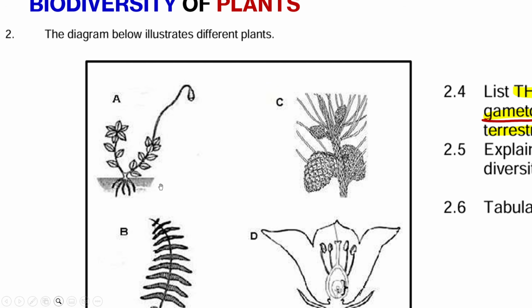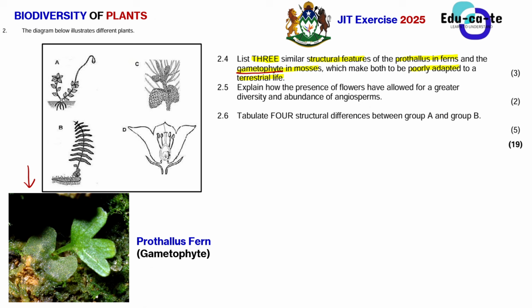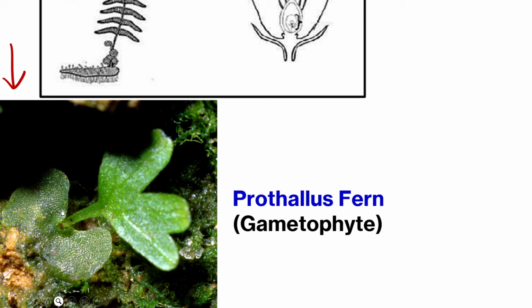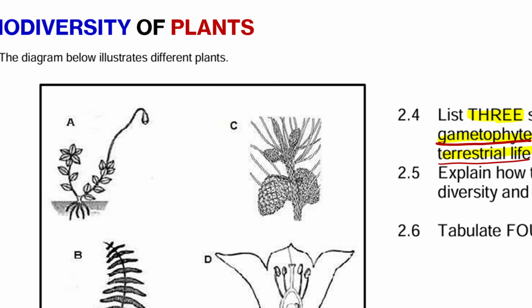Because this A, you can see it even has a sporangia here to produce some spores. But basically, you know that bryophytes have a small gametophyte generation that is most dominant. So here they say list those three similar structures between those two, which make them poorly adapted to live a terrestrial life. A terrestrial life is just the life on land. So basically, this prothallus fern, this small fern, cannot survive on land. As well as this gametophyte.